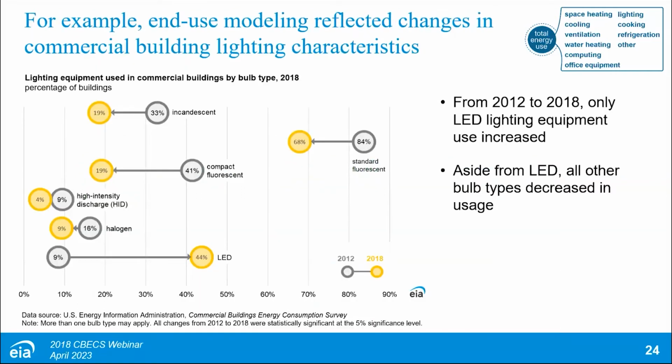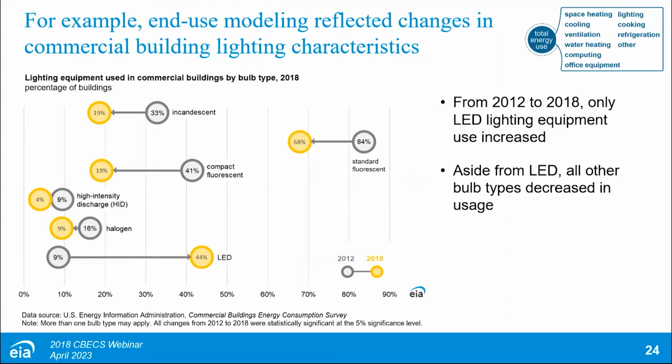Now, in much the same way that we've noticed changes in the building stock from previous CBECS to the current CBECS, we've also seen changes in the estimates of energy use. For example, the change in the characteristics of the lighting equipment used in buildings is reflected in a change in our estimate of the amount of energy used for lighting. This is because much of the lighting in commercial buildings has transitioned away from standard fluorescent tubes and to LEDs, which are more efficient.